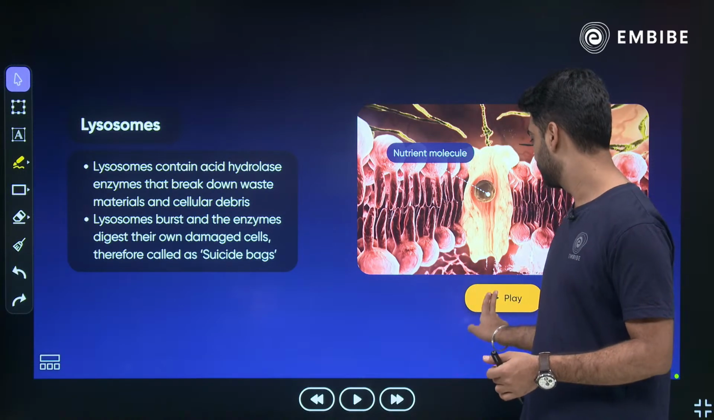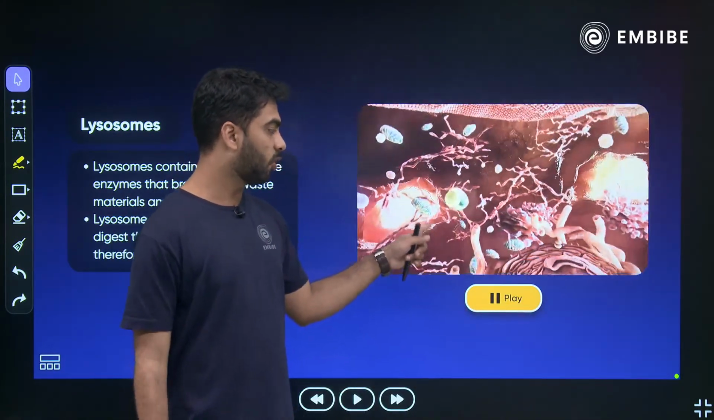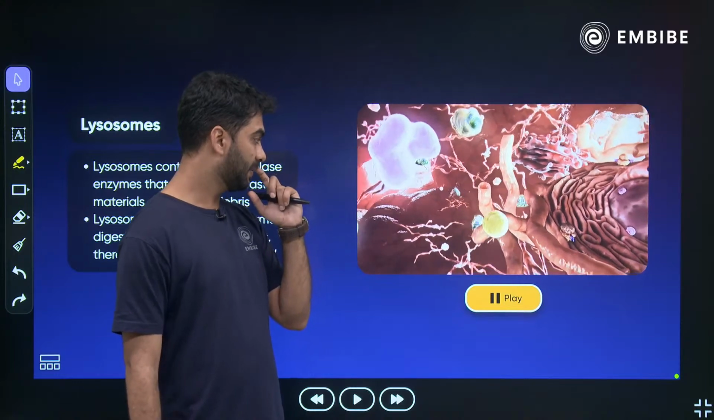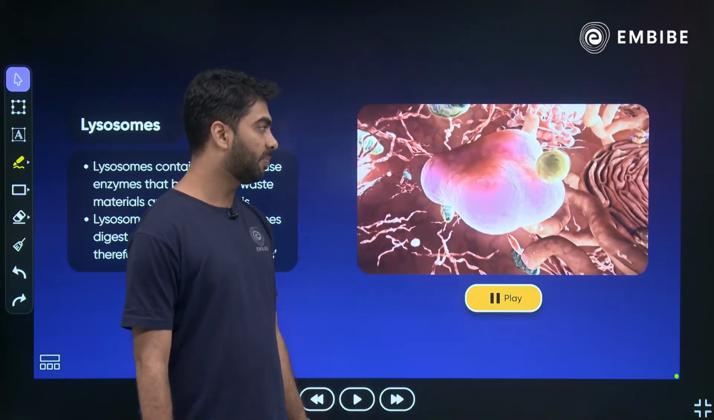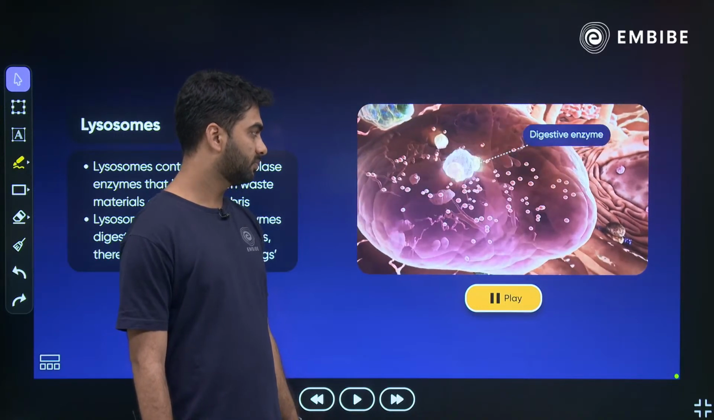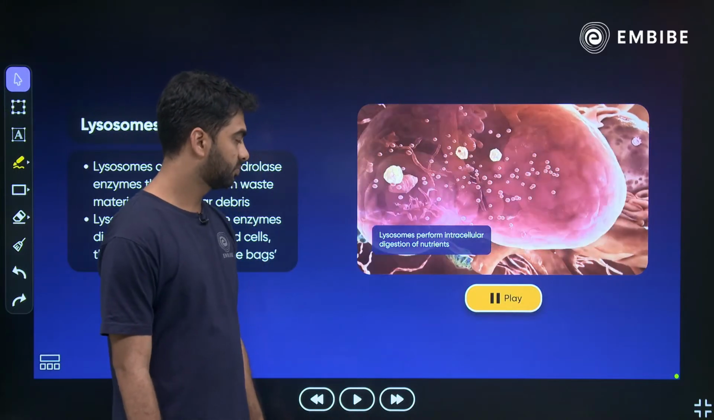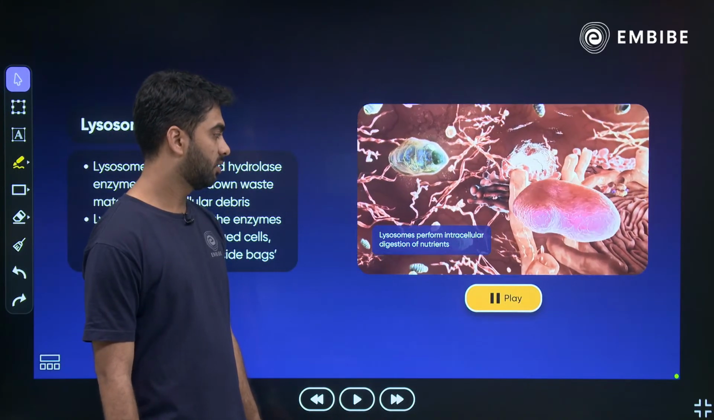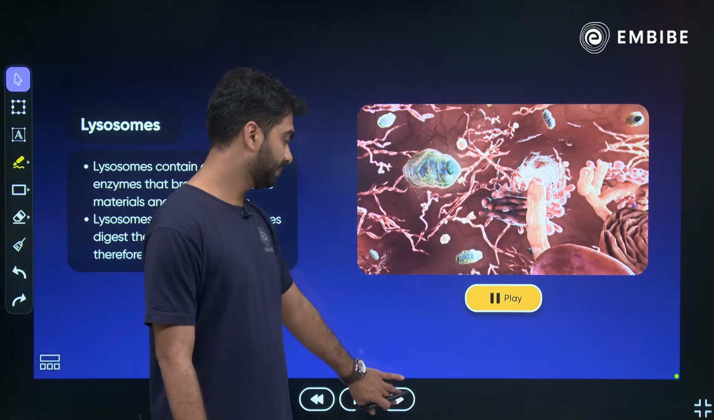Okay? You can see over here, this is a nutrient molecule which has entered the cell, and the phagosome will now be made by the lysosome. See, it just ate it away. So, that is your lysosome. It is the suicide bag.